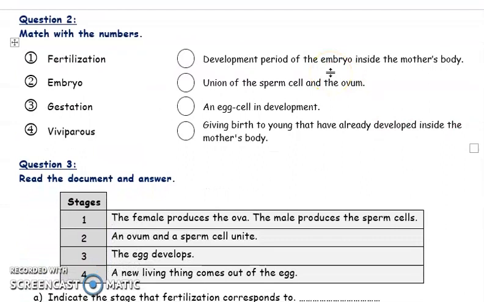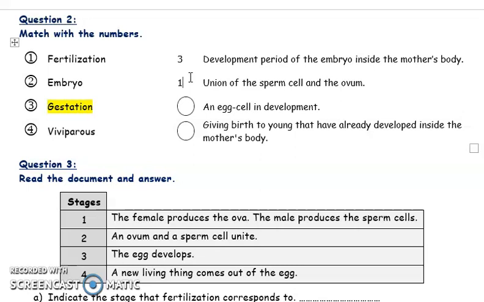Match with the numbers. What's the development period of the embryo inside the mother's body? When the mother is pregnant, what do we call this period? This period is called gestation. So, gestation is the period that an embryo spends in its mother's body to develop and grow. The union of the sperm cell and the ovum, we just talked about it. This process is called fertilization.